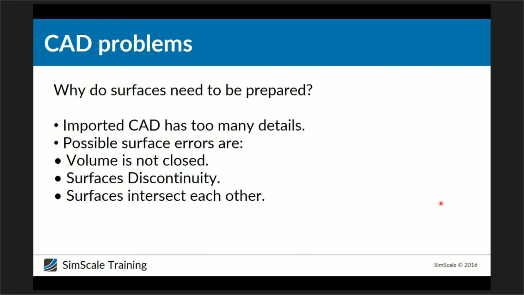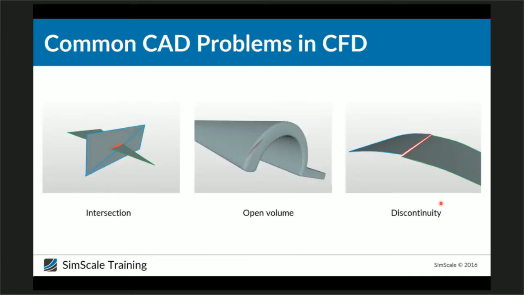And this can look like this. Here on the left side, we can see an example for an intersection, and in addition, a one-dimensional face, which is not working. It has no thickness. We have the same for open volume and discontinuity here.